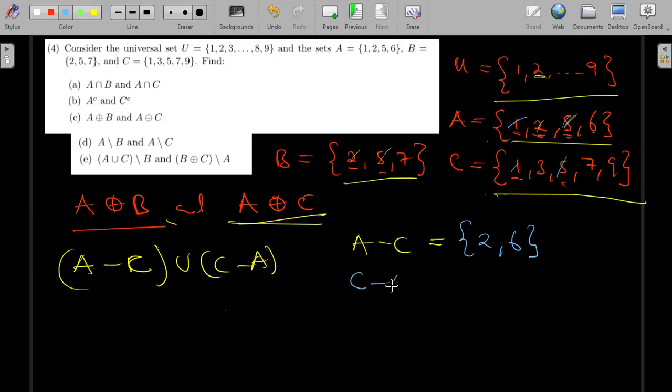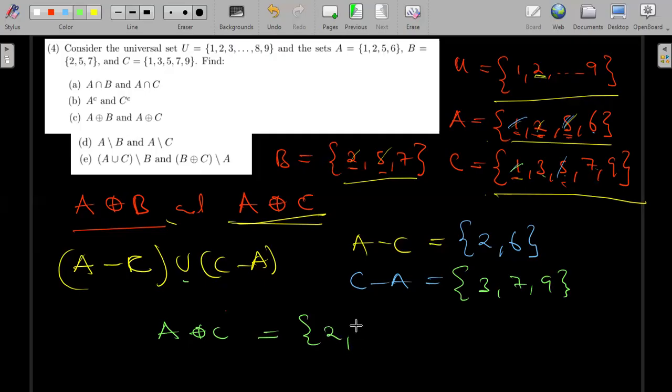Then the other one is C minus A, like this. So this is my C, this is my A. I look at what is common that I remove. It's the same: you remove the 1, remove the 5, but what you remain with here is 3, 7, and 9. So in this case, you're just going to remain with 3, 7, and 9. Then from here, union, bring everything together. So the symmetric difference of A and C, everything together, I'll just have 2, 3, 6, 7, and 9. And just like that, that's how I find my answer.